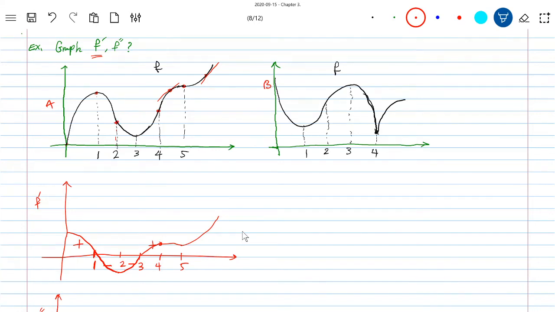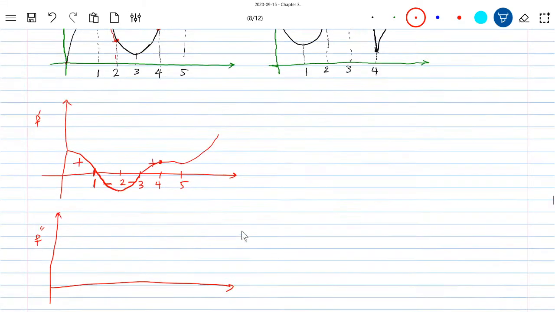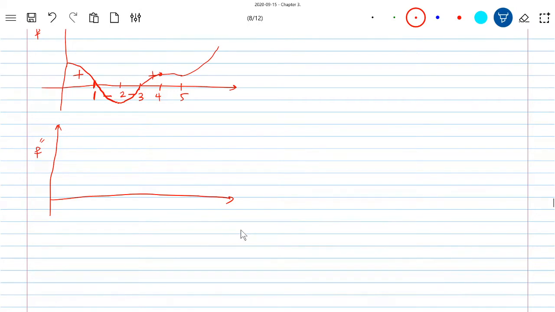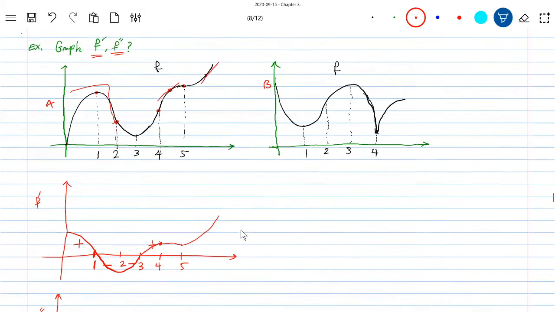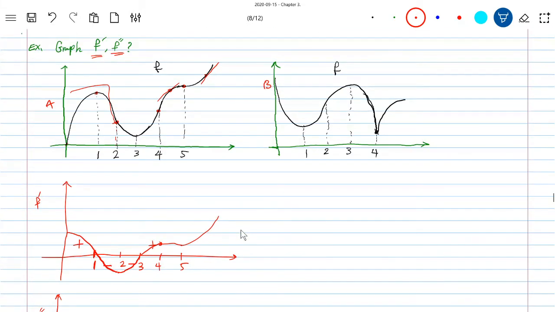The second derivative tells you about the concavity. So here it is concave down. The graph is concave down up to this point, up to point 2. So the second derivative has to be negative up to 2. From 2 to 4, the graph is concave up. Here is concave down.